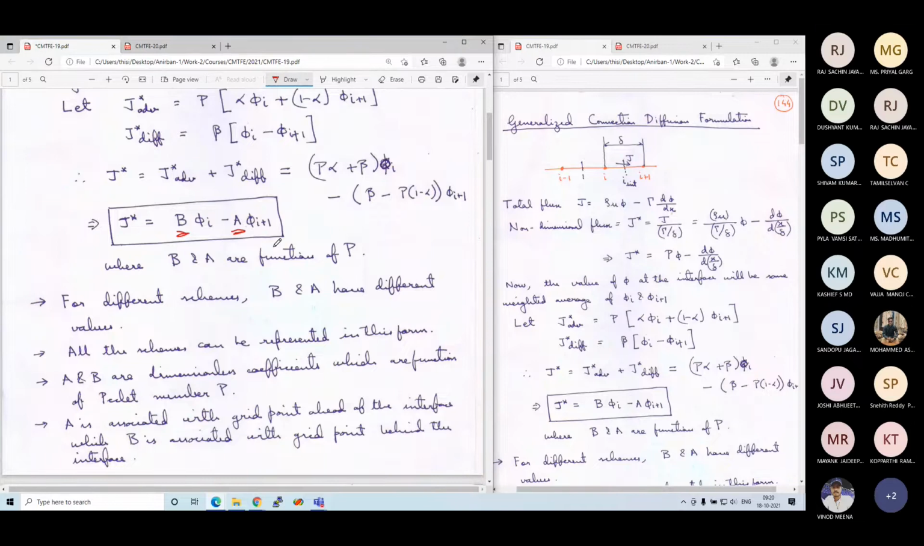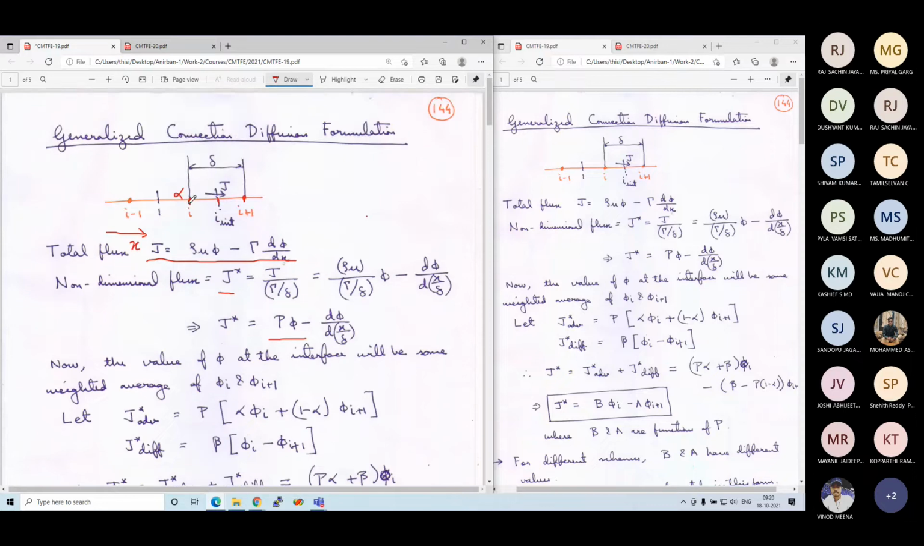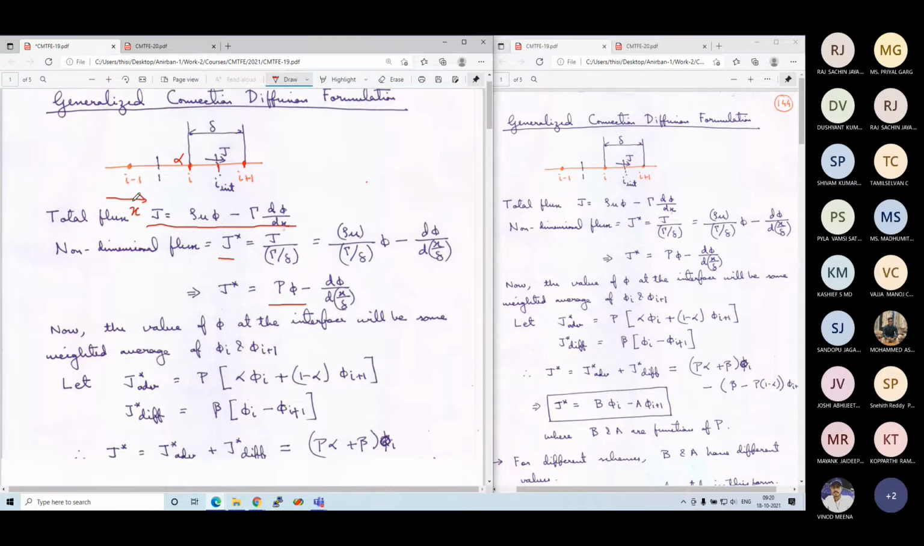So this form of J star, which is in terms of the unknowns B and A, which are functions of the Peclet number, and phi i and phi i plus 1, is the general form of the flux, written in terms of two adjacent grid points. So it's the general form of flux at any interface written in terms of its adjacent grid points. For this interface also I can write this in terms of phi i and phi i minus 1.